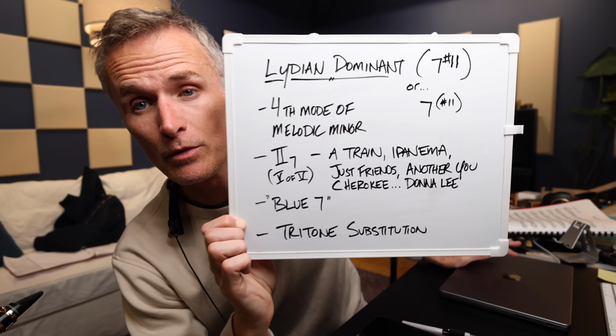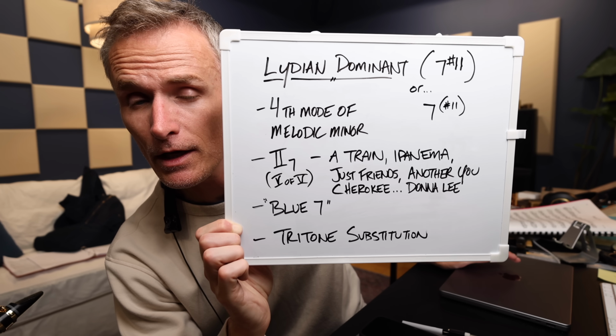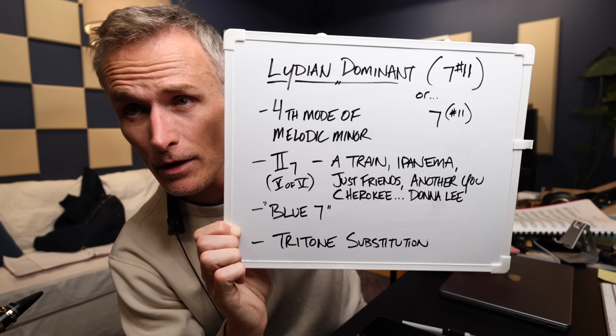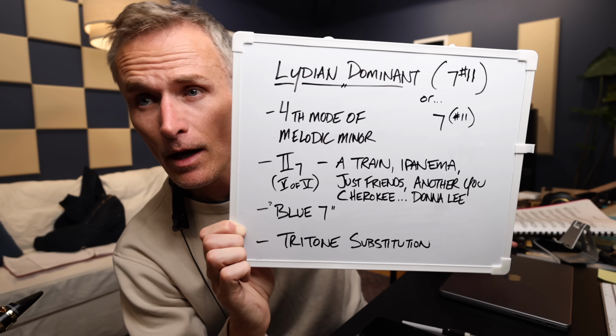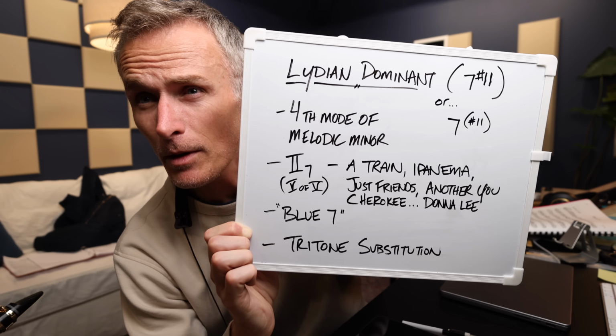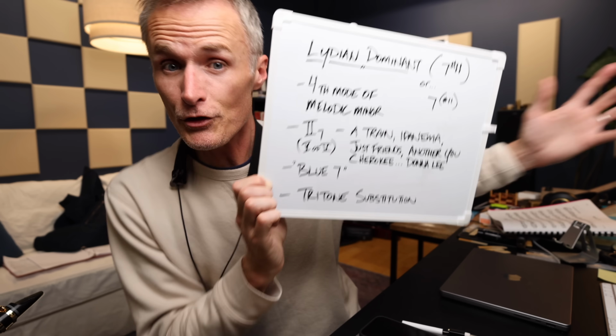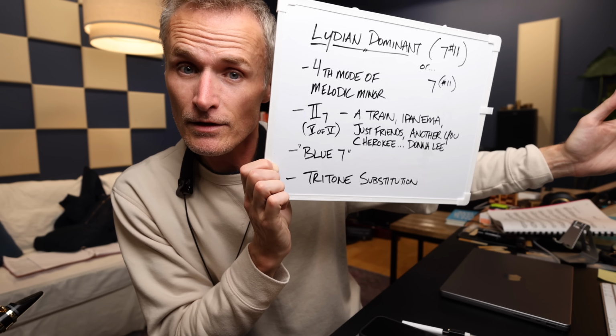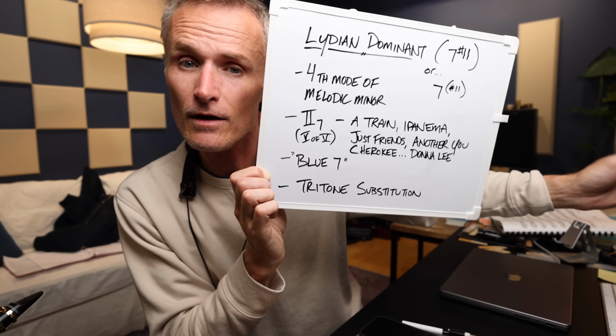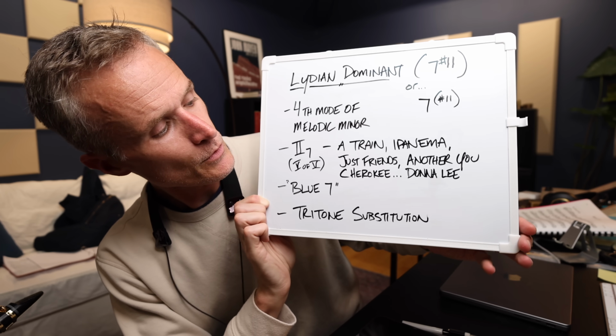There Will Never Be Another You. 2 dominant 7. Lydian dominant scale goes right there until that part right there. But that's where you find it.